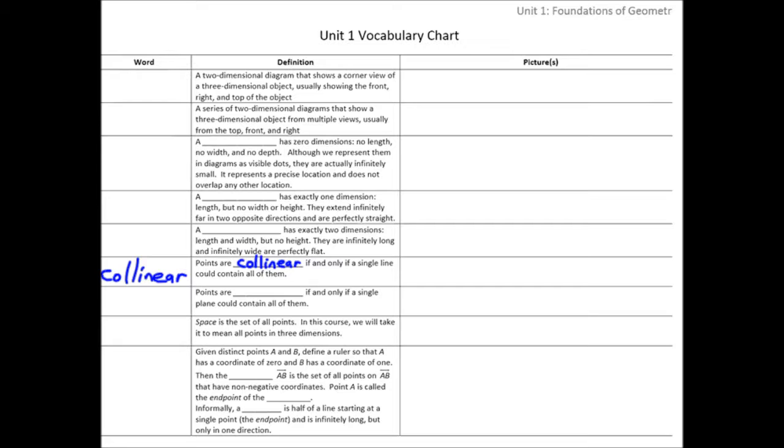Since we want this diagram to be useful, feel free to use a ruler to make sure your points really are collinear. There are 3 collinear points.